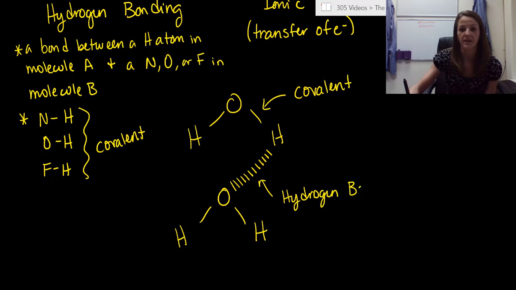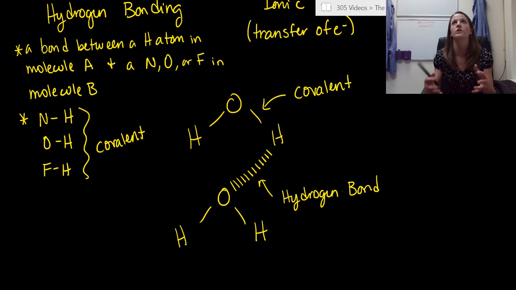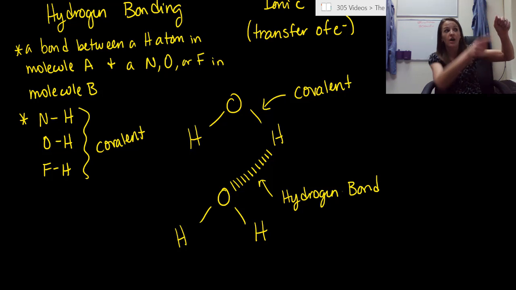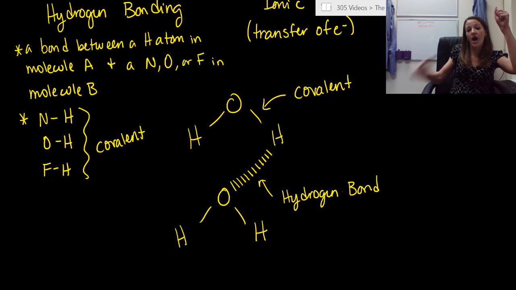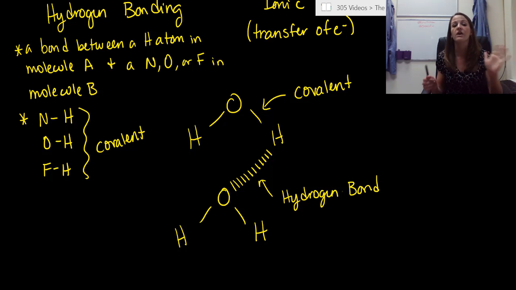Hydrogen bond. It's not an ionic bond. It's not a covalent bond. It's a hydrogen bond. Your covalent and ionic bonds are within your molecule. That's what directly connects one atom to another atom. Your hydrogen bond connects one hydrogen of one molecule to an oxygen, nitrogen, or fluorine on another molecule. Okay, so those are very, very different.